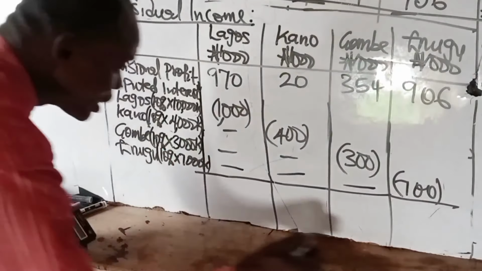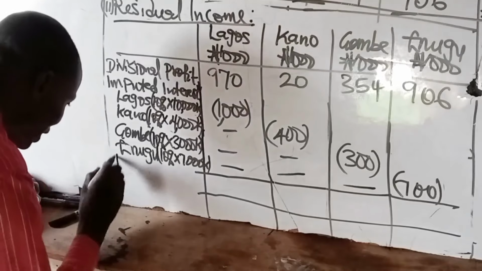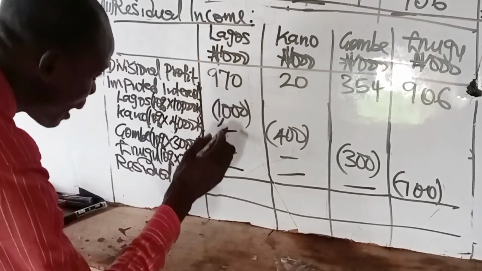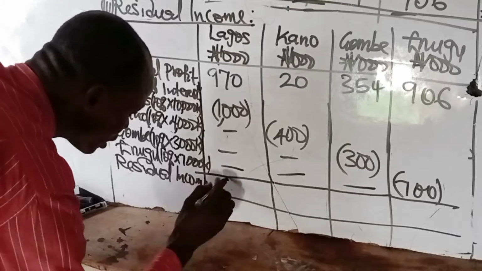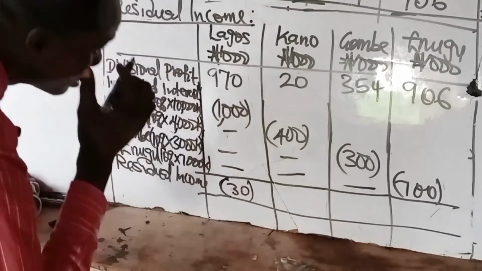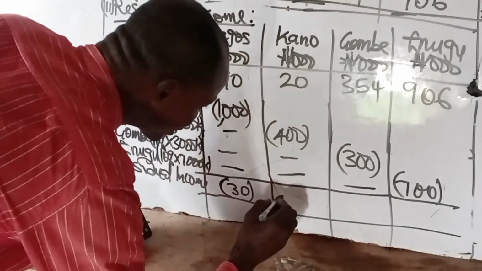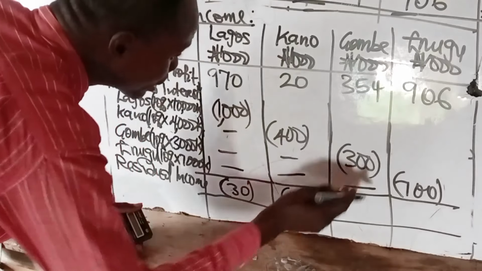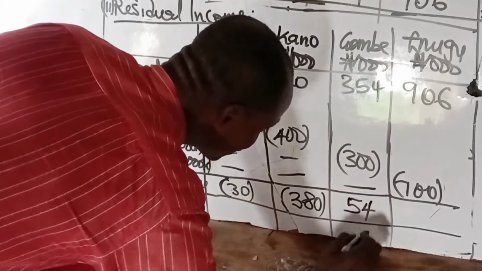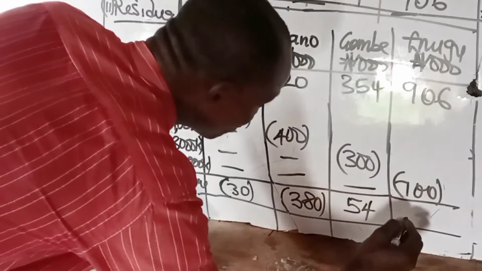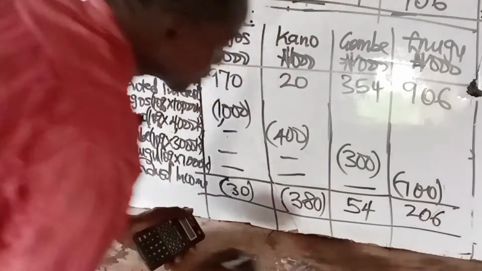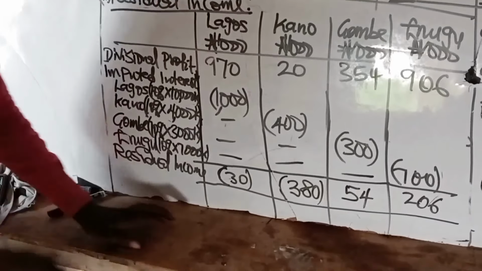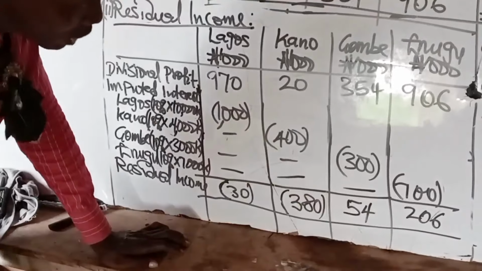So if you now subtract the imputed interest, you get the residual income. 970 minus 1,000 will be minus 30. 20 minus 400 will be minus 380. 354 minus 300 will be plus 54. 906 minus 700 will be plus 206. Enugu division has the highest residual income. Therefore, Enugu division is recommended.